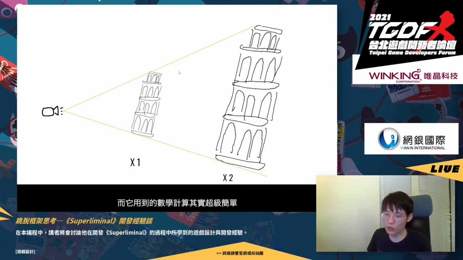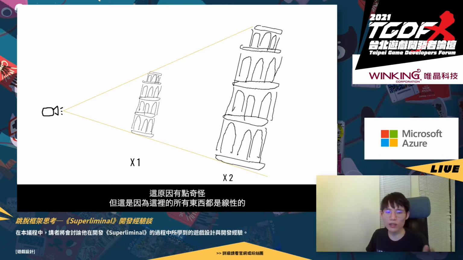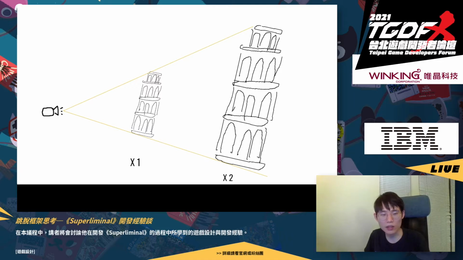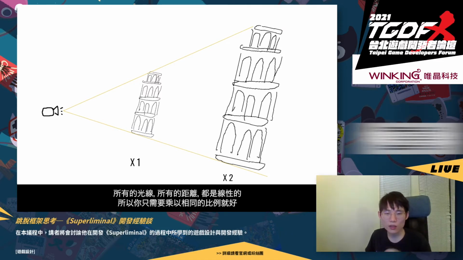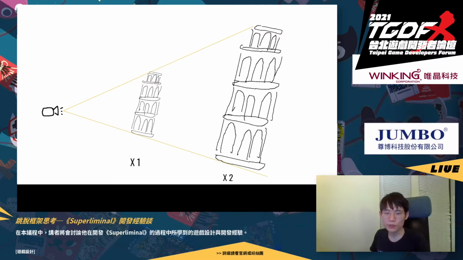The math is actually super simple, right? The math is just, if something is twice as far away, it just needs to be twice as large. The reason is kind of weird, but it's just because everything is linear here, right? All the rays of light, all the distances are linear, so you just multiply it by the same ratio.